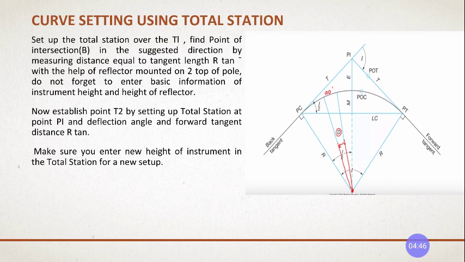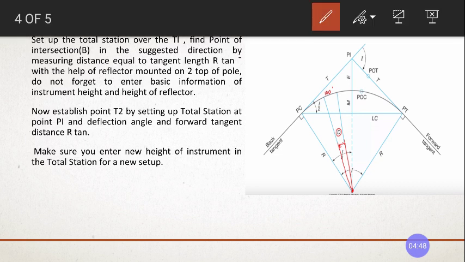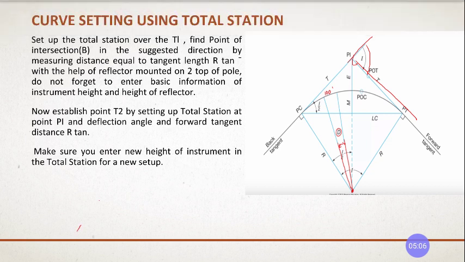How are you going to do that? Right, see here, you are at this point, right? You know this, you are here, with an angle I, right, you are going to find this point PT. Make sure that you enter a new height of the instrument in the total station for new setups. When you change the station from one point to another point, the height of the instrument changes, right? So you have to enter the new height of the instrument there.